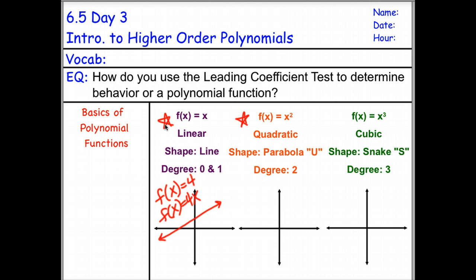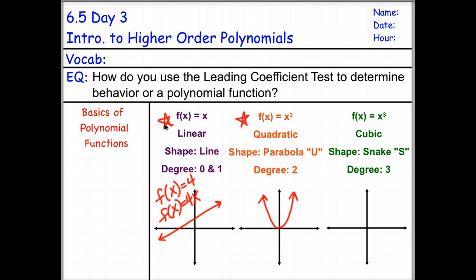The second one is the one that we covered very heavily in chapter 5, f of x equals x squared. This is your quadratic. And as you learned last trimester and into this trimester, the shape is a parabola or a U shape, or for Bobby, Bobby thinks it's a rainbow, and it has a degree of 2. And so remember that that looks something like this.